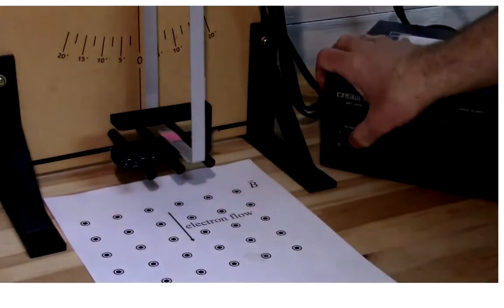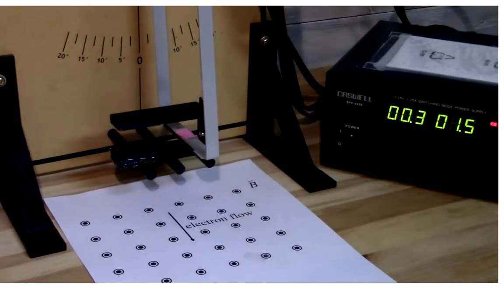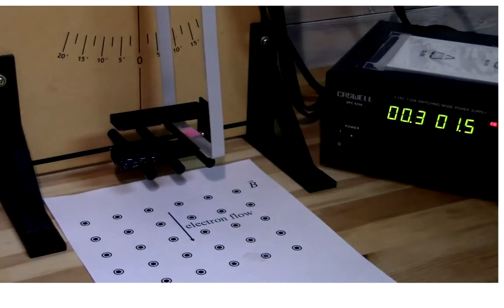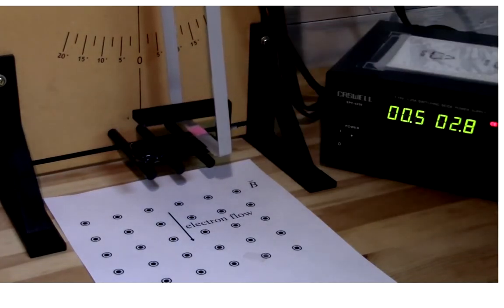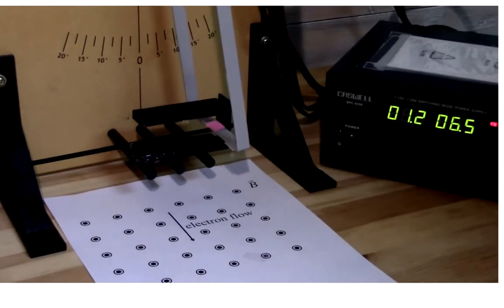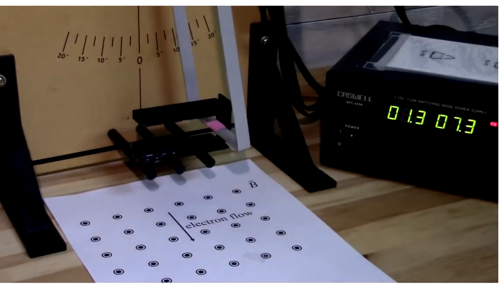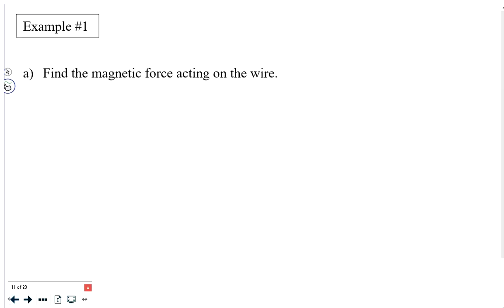So when I turn this on, you can see that it's forced to the right. And again, I can increase the current to get a greater force. Of course, it's bumping into the edge of the magnets there, so I could move the magnets to give it a little bit more breathing room and force it even more. So that's just a demonstration of the magnetic force acting on a conductor that's carrying a current. This, of course, is called the motor effect. So hopefully that gave you some practice with the right-hand rule. Let's take a look at the examples now.